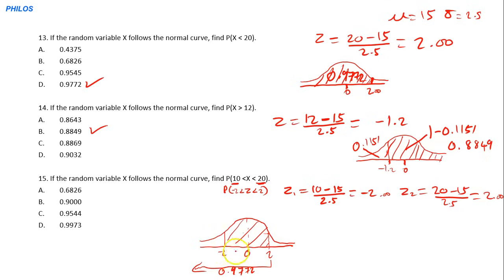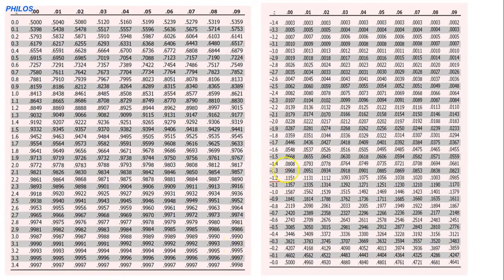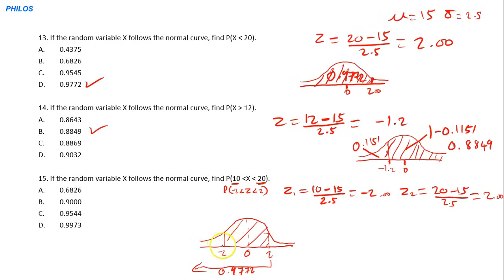0.9772. When we also check negative 2 on its corresponding negative z table, we get 0.0228. We get 0.0228, which also means area to the left. So to get the area between, we say 0.9772 minus 0.0228. So that will give us the area between them, which is 0.9544. So the correct answer for this is C.